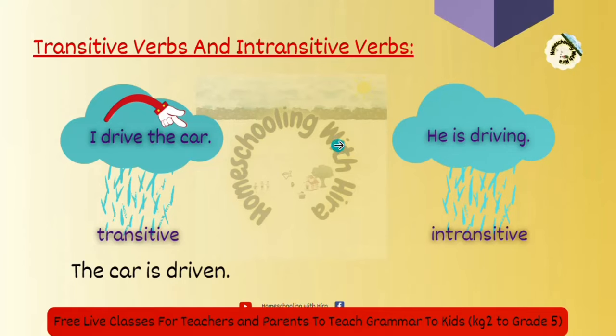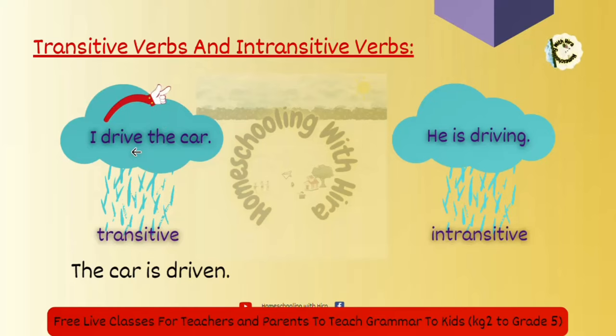Okay, first I'll be telling you the example in English, and then I'll explain it in Urdu Hindi as well. Check out this sentence. I drive the car. What is the verb here? Drive. The action of drive is being received by the car. I drive. What do I drive? I drive the car. So this drive verb is a transitive verb in this sentence.